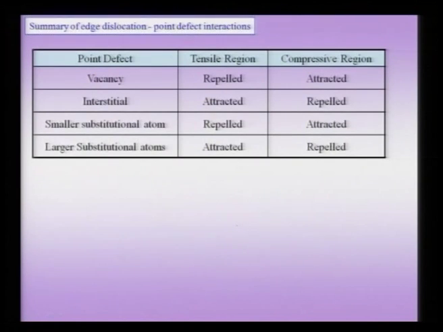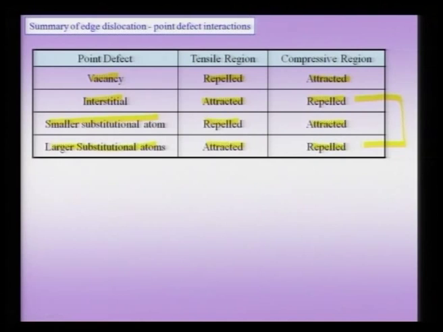So if I write down the character table of the kind of point defect on the left hand side and the kind of interaction with them, we can see that a vacancy is repelled from the tensile region and attracted towards the compressive region. An interstitial atom behaves in the opposite way: it is attracted towards the tensile region and repelled from the compressive region. A smaller substitutional atom behaves similar to the vacancy and is repelled from the tensile region and attracted towards the compressive region. A point defect which consists of larger substitutional atoms than the host atom is attracted towards the tensile region and repelled from the compressive region, and in this sense it is similar to an interstitial atom.